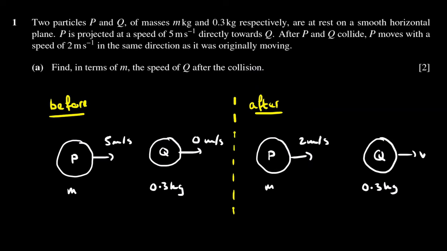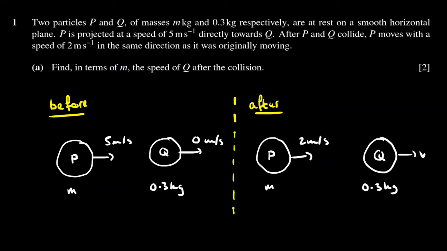Okay, so here we are in question 1. We've got two particles P and Q of masses m and 0.3 kilograms respectively, at rest on a smooth horizontal plane. P is projected at a speed of 5 meters per second directly towards Q. And after P and Q collide, P moves with a speed of 2 meters per second in the same direction as it was originally moving. I want to find, in terms of m, the speed of Q after the collision.